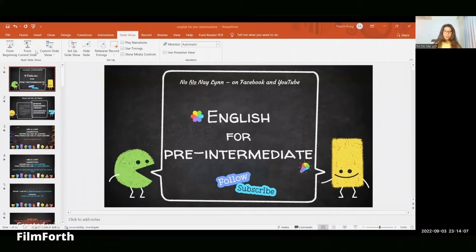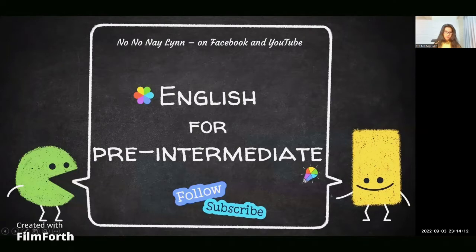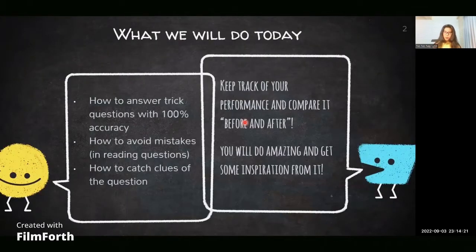Okay, so let's take a look at this one. It says right here, it's English for pre-intermediate, all right? What we will do today: how to answer trick questions 100% accurately. This is very important in your exam because if you are trying to tackle a question or a problem, maybe you will need this skill to really answer every question effectively, all right?